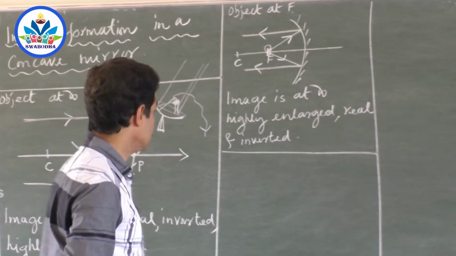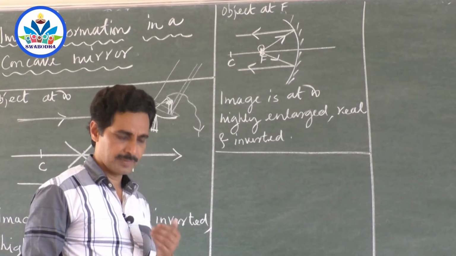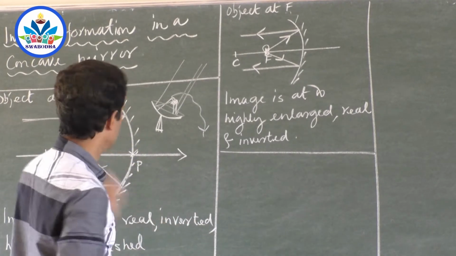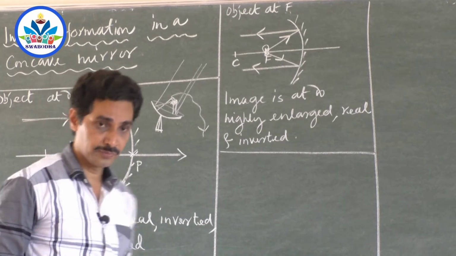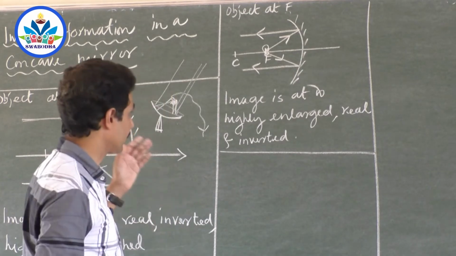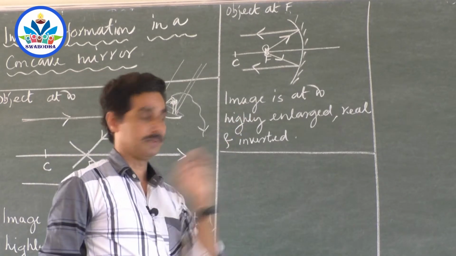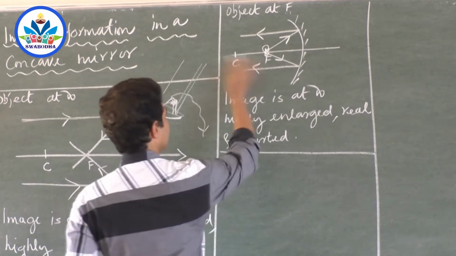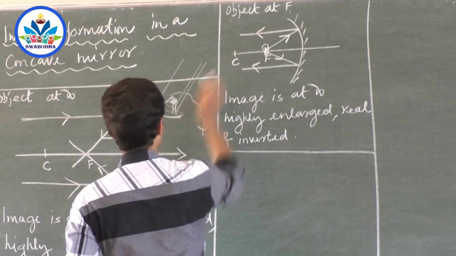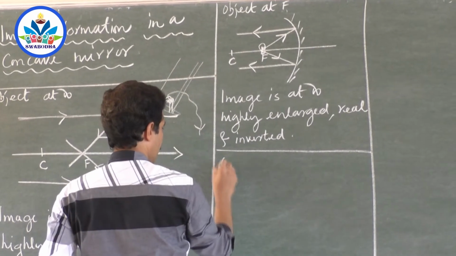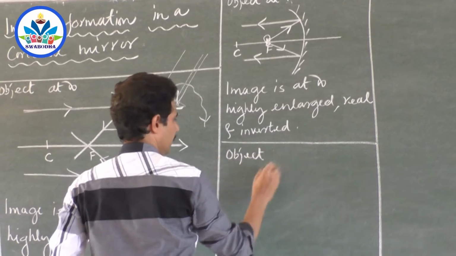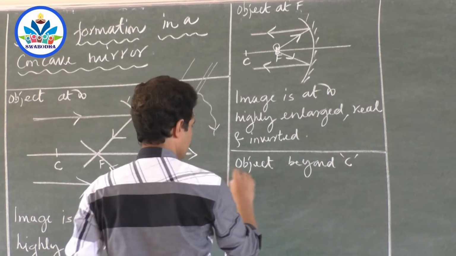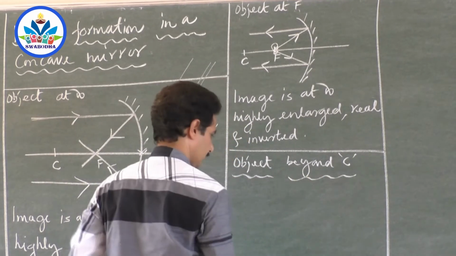Now, better you understand it by remembering the applications. Object at infinity, this antenna dish; object at focus, image at infinity, they are becoming parallel. That is a headlight reflector. Okay, now the third one we will see. Object not at infinity, we will bring it a little bit closer, that is beyond C, the center. So let us keep an object beyond the center of curvature.